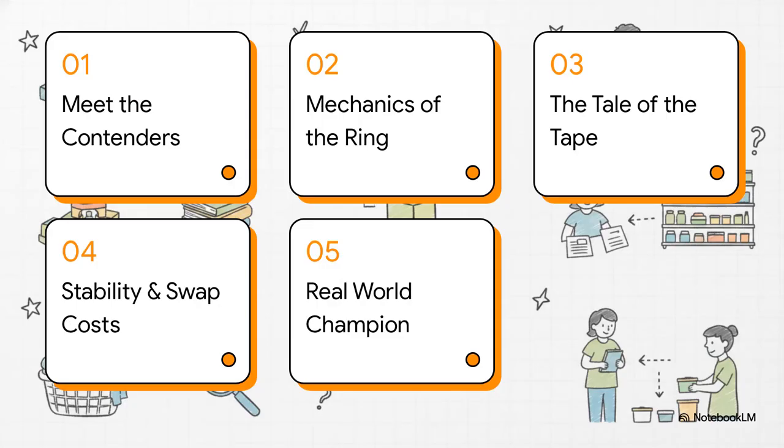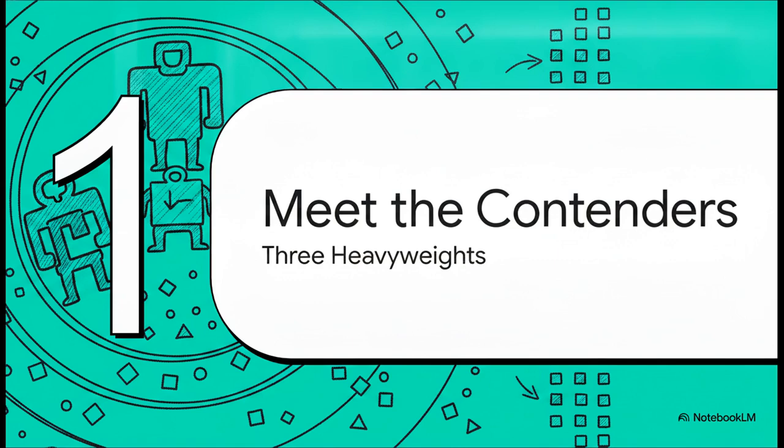Here's our fight card for today's Explainer. 1. Meet the contenders. 2. Mechanics of the ring. 3. The tale of the tape. 4. Stability and swap costs. And finally, 5. The real-world champion. Round 1. Meet the contenders.